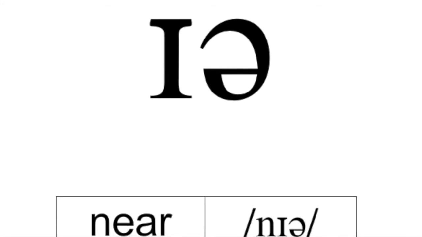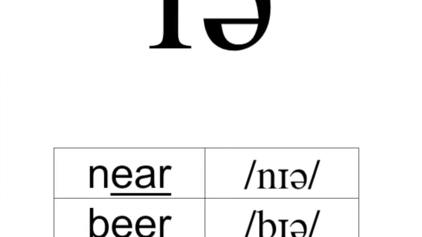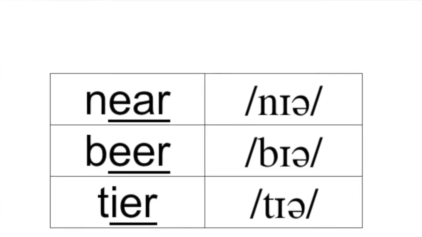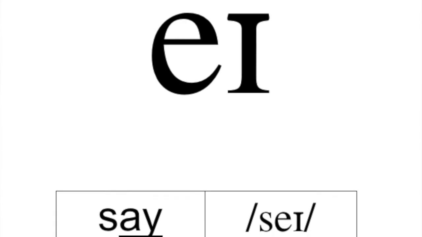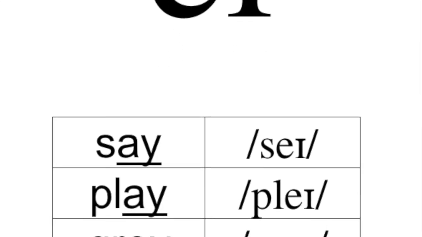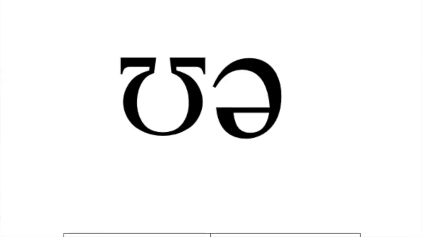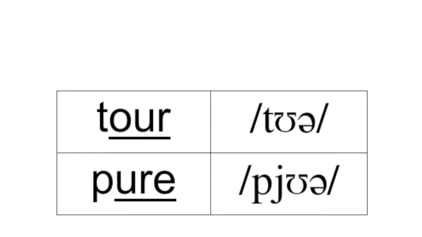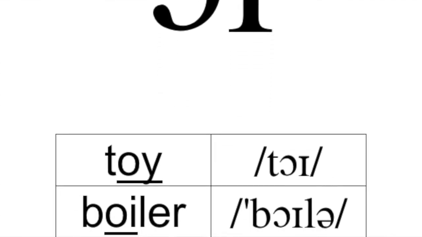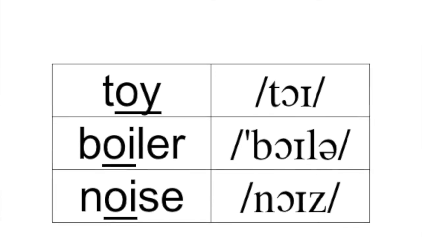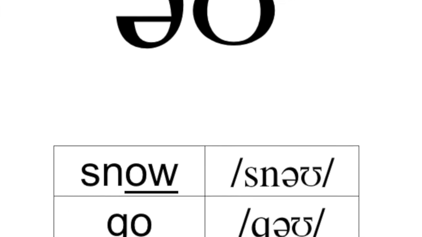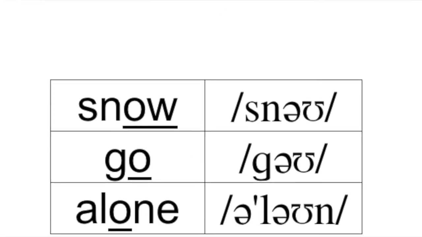If you see this symbol, it sounds like ear, like ear or hear. This symbol says ay, like page or eight. This symbol says ur, like pure or tourist. This symbol represents oi, like boy or join. This symbol represents the sound oh, like no or go.